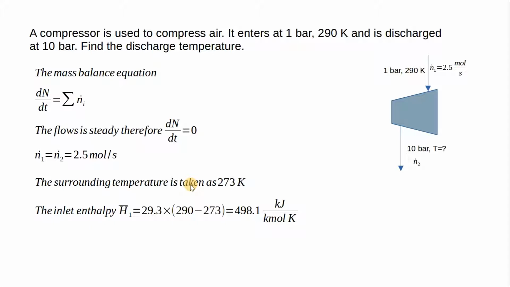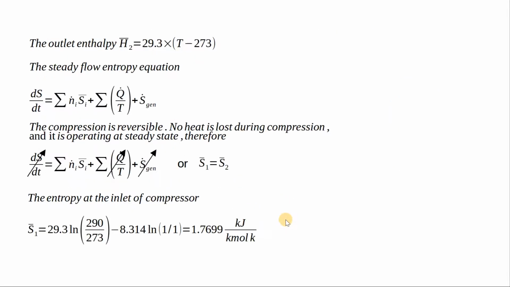Now, the inlet enthalpy with reference to the surrounding temperature is 29.3, which is nothing but the Cp of air, into 290 minus 273, that is 498.1 kilojoule per kmol. The outlet enthalpy H2 is 29.3 into T minus 273. As we have noted that T is unknown, we take the steady flow entropy equation.